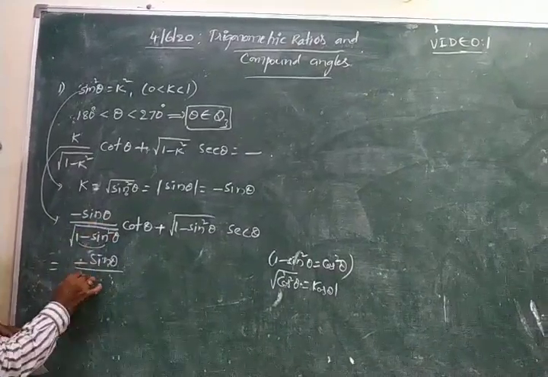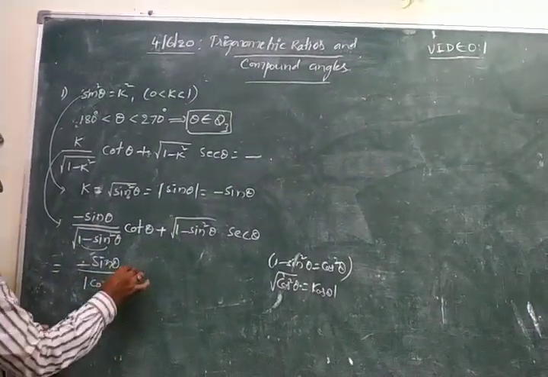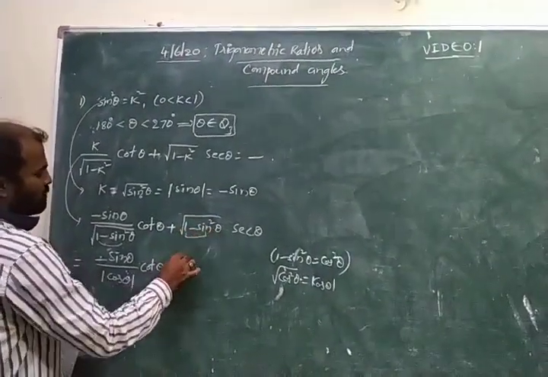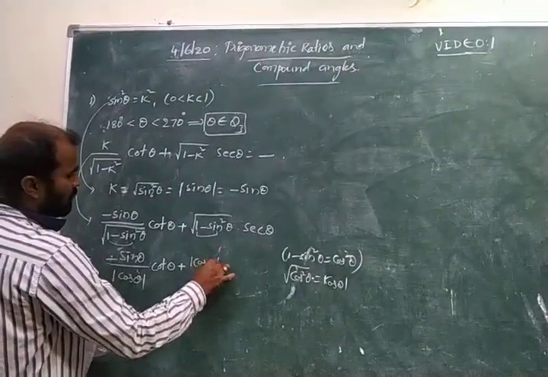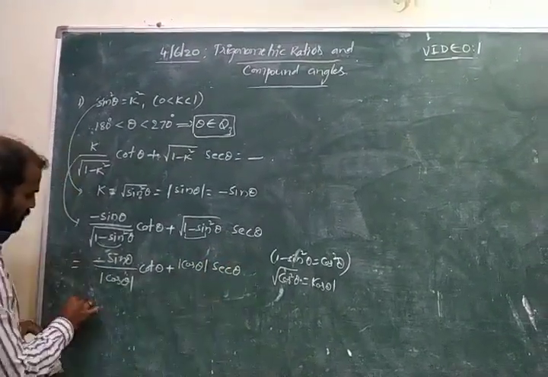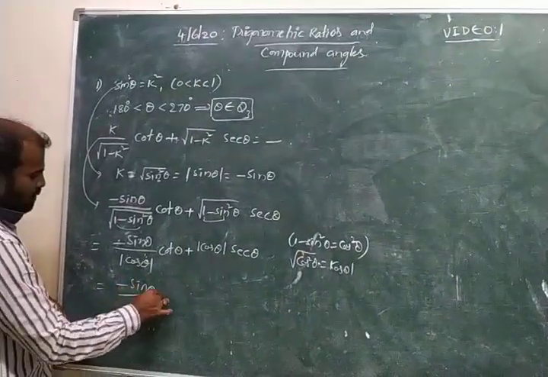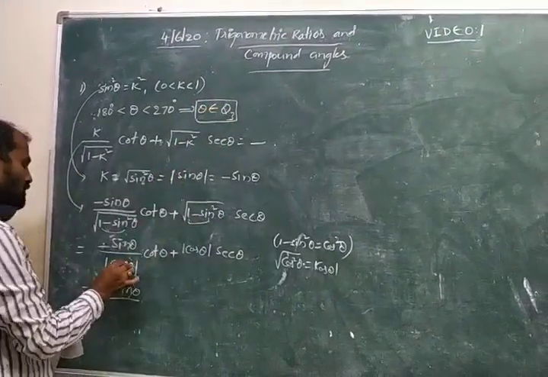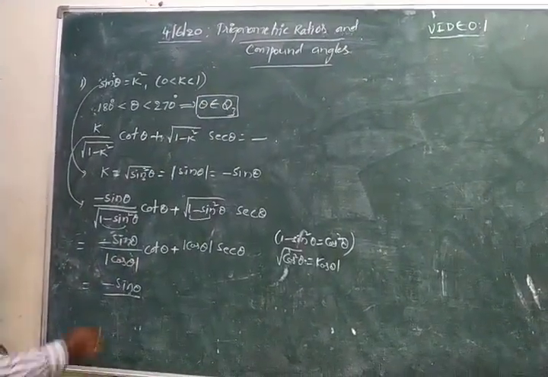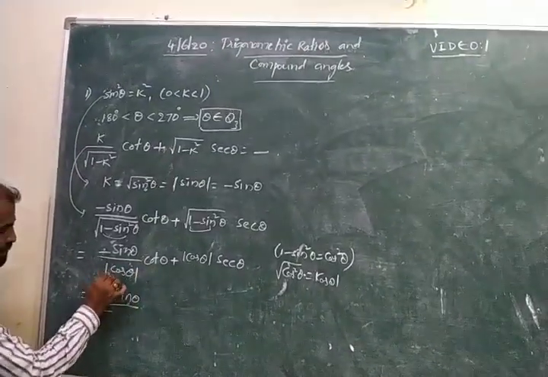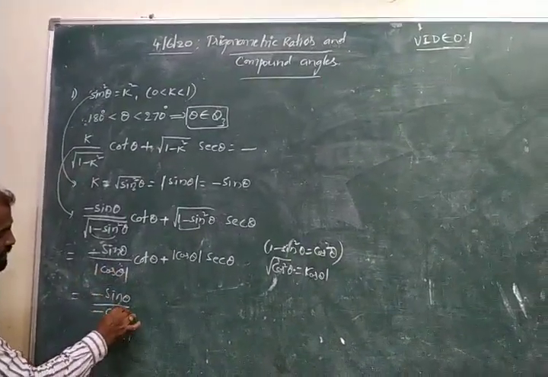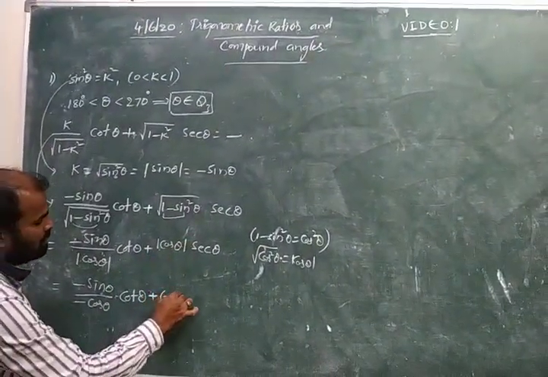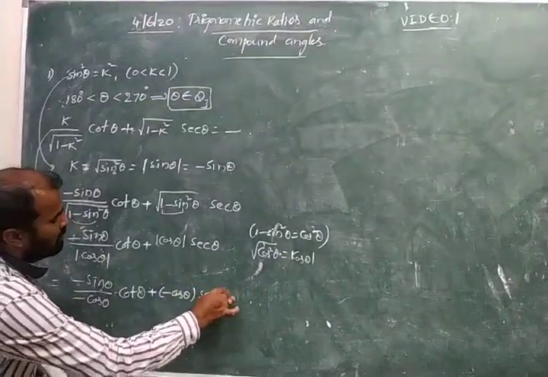Root over cos square theta is modulus of cos theta into cot theta plus root over 1 minus sin square theta, the same cos square theta. Root over cos square theta is mod cos theta into secant theta, minus sin theta by, now remove modulus. So see, theta lies in which quadrant? Third quadrant. In the third quadrant cos is also negative. So modulus of cos theta becomes minus cos theta into cot theta plus modulus of cos theta is minus cos theta into secant theta.